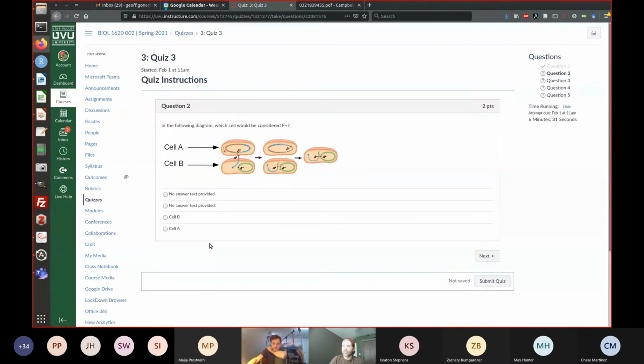Okay, which one of these cells, A or B, is considered F positive? Be cell A. Why cell A? Because it's the one infecting the other cell with the F factor, whatever it's called. Yeah. Okay, so it's the one donating. Yeah. So cell A.